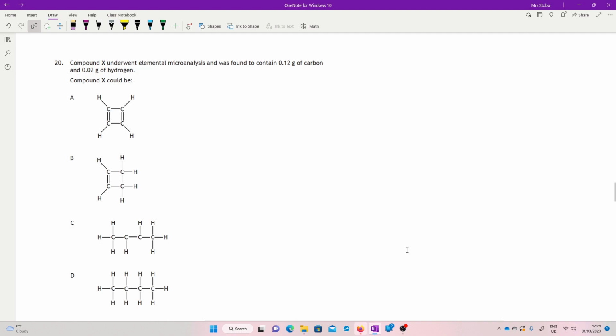Apologies, there might be a blip about there because I, for some reason, had missed out question 20. So, compound X underwent elemental microanalysis and was found to contain 0.12 grams of carbon and 0.02 grams of hydrogen. Compound X could be. So this is basically an empirical formula question. There's lots of different ways you can set this out, but we'll go with one of them. Right, so 0.12 grams of carbon. I want it to be a ratio I can work with.